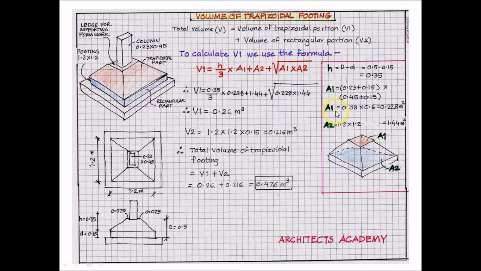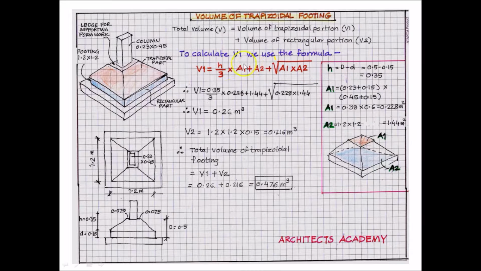Now to calculate the area at the bottom, we know that the size of the footing is 1.2 meter by 1.2 meter. So A2 is going to be 1.2 into 1.2. That gives us 1.44 square meter. So these are the values which we are going to substitute in this equation.